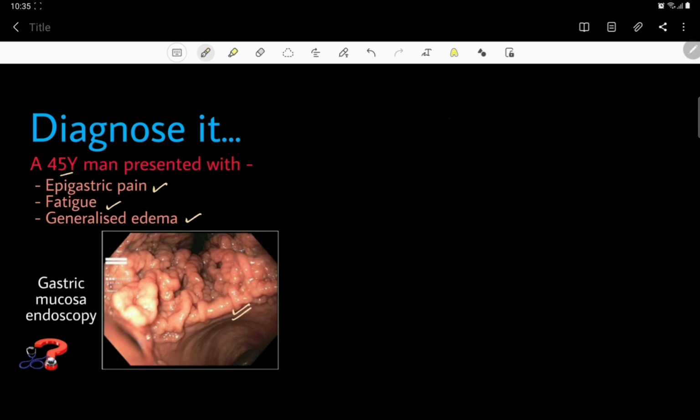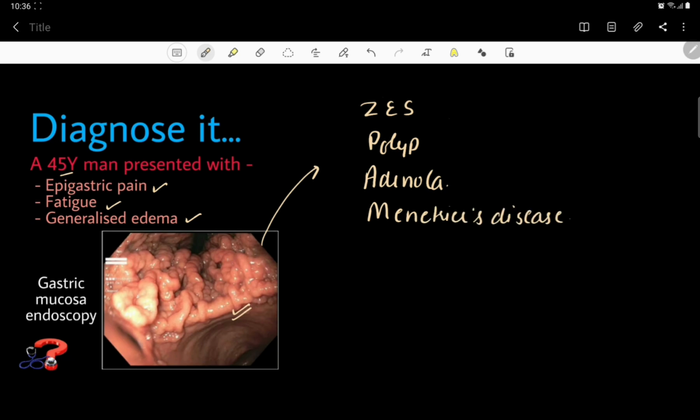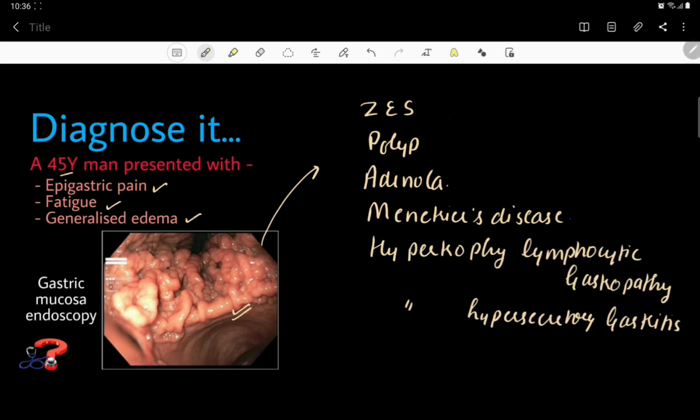Well, by this appearance, there are some differential diagnoses that should come to your mind, and these are: one is Zollinger-Ellison syndrome. Other is some kind of polyp of GI mucosa, adenocarcinoma. Next is Menetrier's disease. And there is hypertrophic gastropathy, and hypertrophic gastropathy can be hypertrophic lymphocytic gastritis or hypertrophic hypersecretory gastropathy.